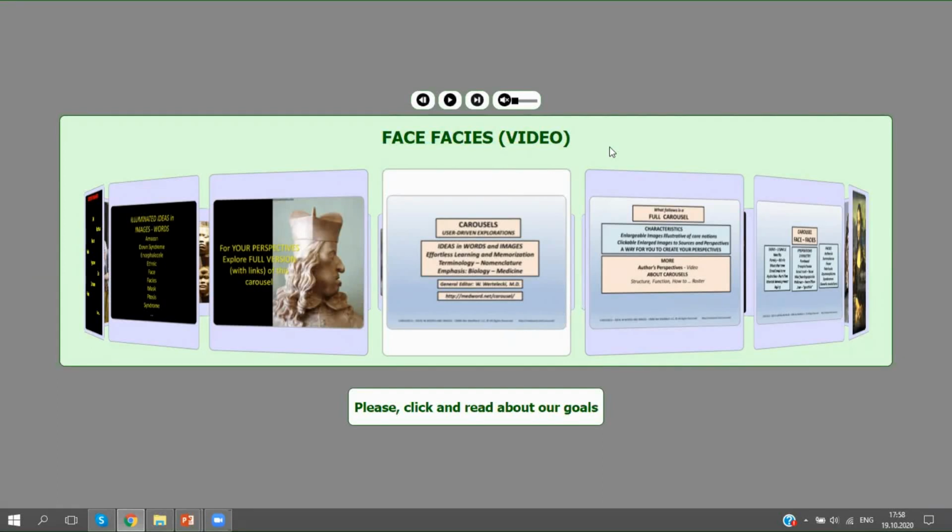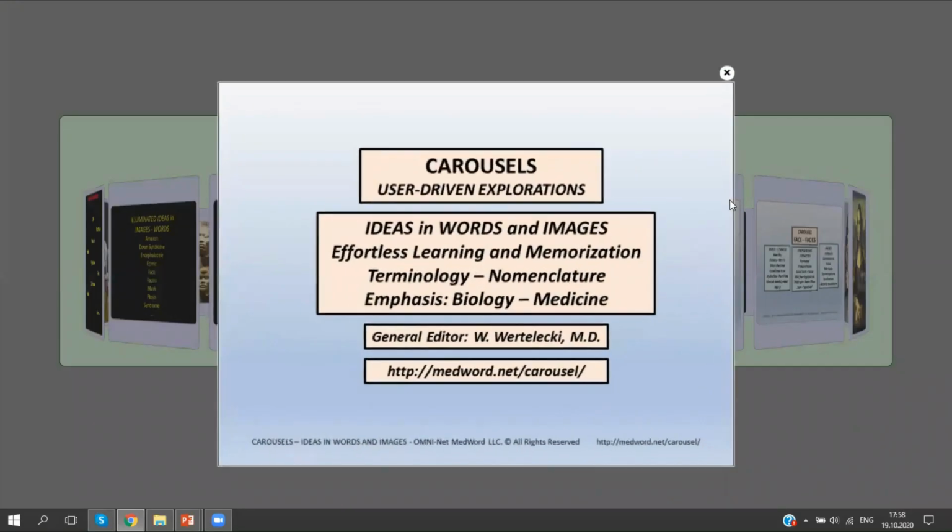In this video presentation, we are going to present the fundamental features of three flavors or subtypes of a particular carousel. And the subject is face and facies because it's so central to the clinical ability to recognize particular disorders. So let's click on the first image. They're all clickable in order to be able to read better what is the intent of the presentation.